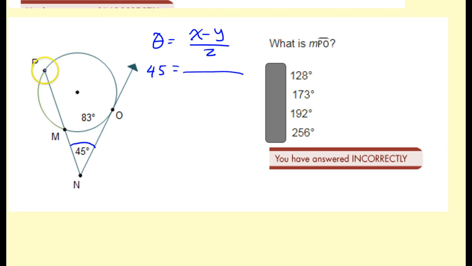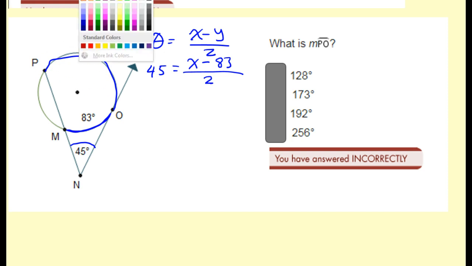The big arc is this right here. I don't know what that is, so I'm just going to call it x for now. So x minus. Now the small arc is this right here. That is 83 degrees. So x minus 83 degrees divided by 2. So I can solve this for x. I can find this arc up here. So let's go ahead and do that.